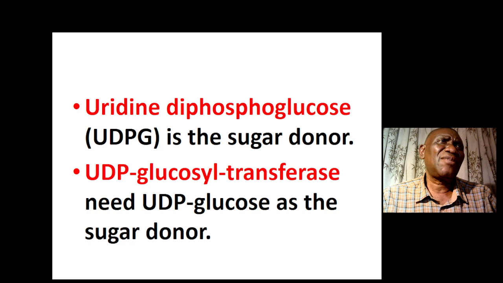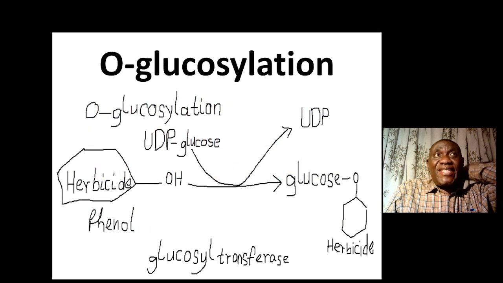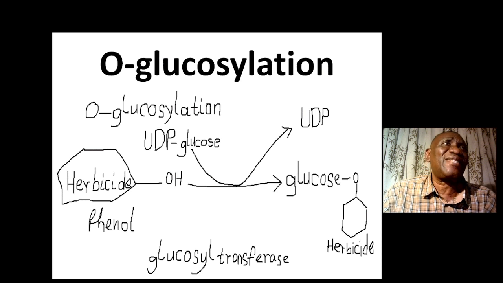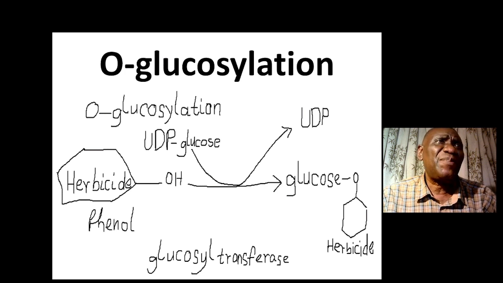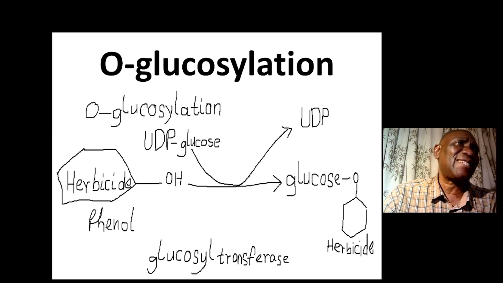So UDP glucose is the sugar donor. Here is a simple reaction which is known as O-glucosylation. You have the herbicide carrying the OH. The UDP glucose, which is the donor, will release sugar so that it combines with this part of the herbicide and it leaves the process, and the whole process is facilitated by glucosyltransferase, and it is called the O-glucosylation process.